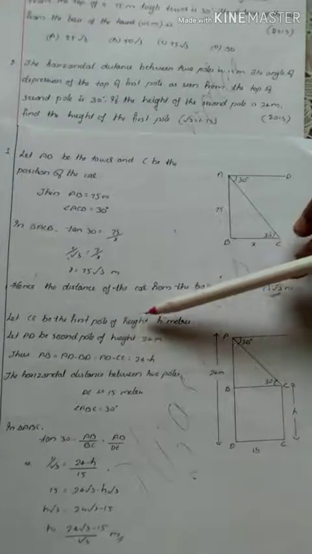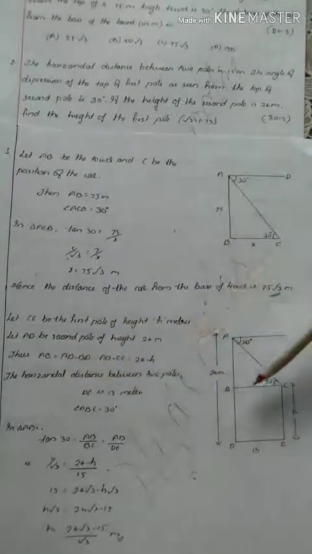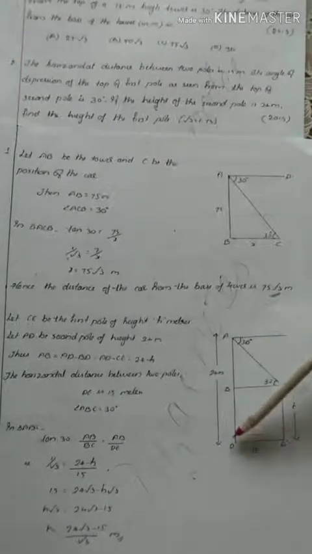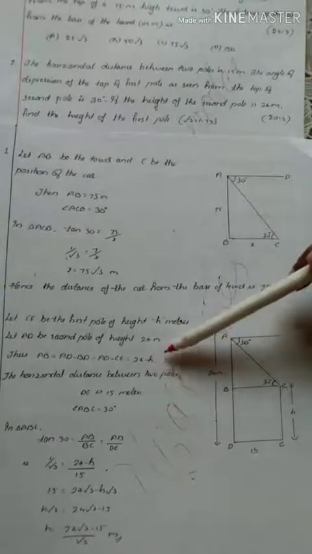Let CE be the first pole of height h meters, and AD be the second pole of height 24 meters. Thus, you have to find AB, which will be equal to AD minus CE, or AB is equal to AD minus BD, but BD is equal to CE. That's why you are writing AB equals 24 minus CE. This total is 24 and this is h, so you write 24 minus h, because you have to make use of this triangle and the side for this triangle is AB. So you'll write AB in terms of whatever things you know.